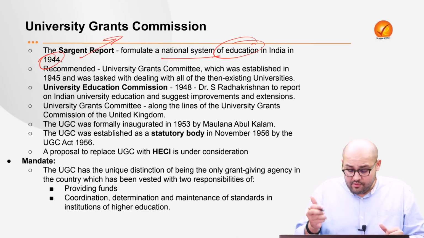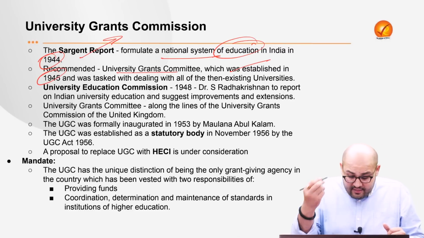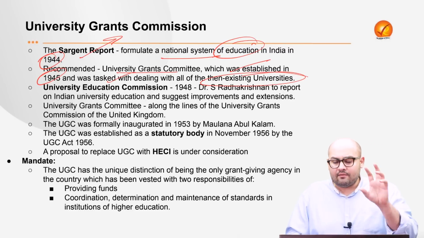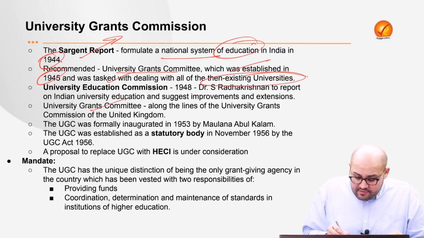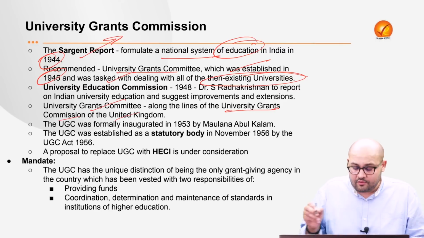And this actually proposed the University Grants Committee, which was established in the year 1945, and this was tasked with dealing with all the then existing universities, right? And what you need to keep in mind is that this University Grants Committee was to be based on the lines of the University Grants Commission of the United Kingdom.